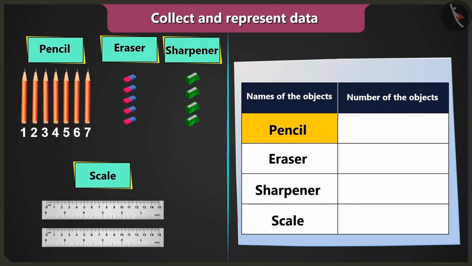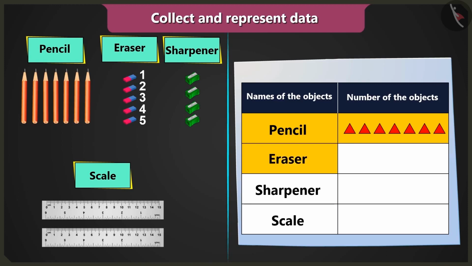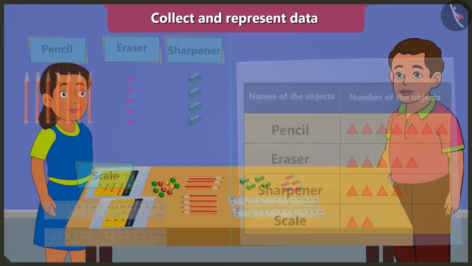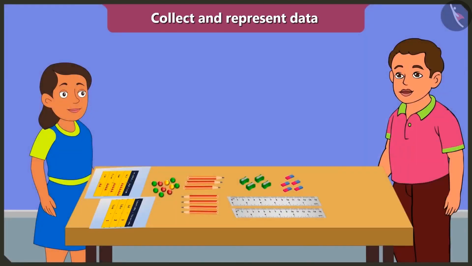Okay, you have 7 pencils. So you have to draw 7 triangles in the column count of objects. I have 5 erasers. So I have to draw 5 triangles. I have 4 sharpeners. So I have to draw 4 triangles. And I have 2 scales. So I have to draw 2 triangles. Absolutely right. Well done, Bubbly. Oh wow! It is very interesting.